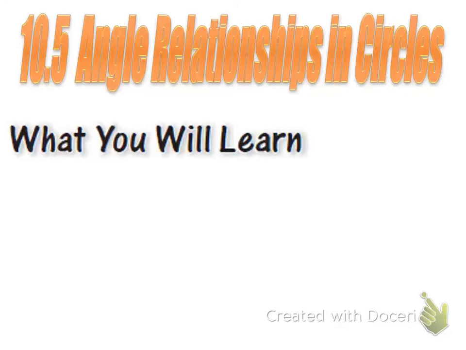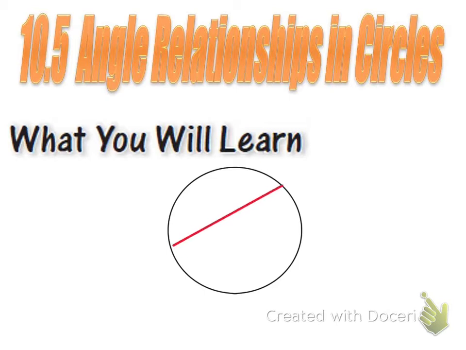We're going to talk about 10.5 angle relationships in circles. Let me start out by saying, if you look at the cheat sheet, and this is the last time I'll reference it for now, if you look at all of the angles, some of them look like this. Is this angle a central angle?